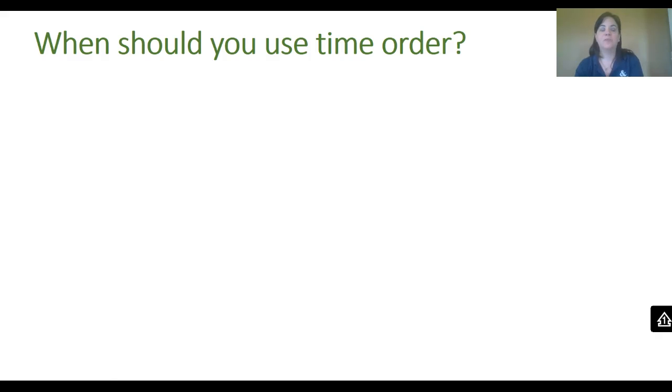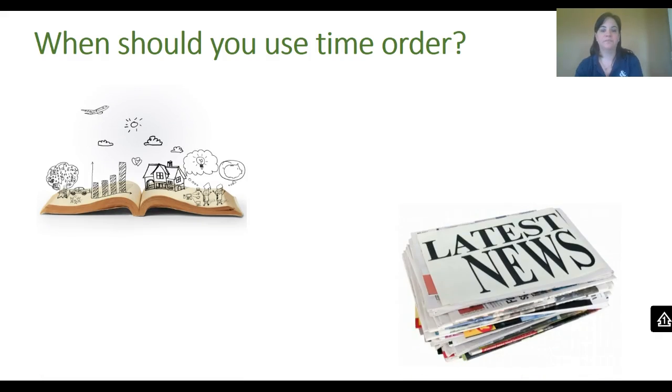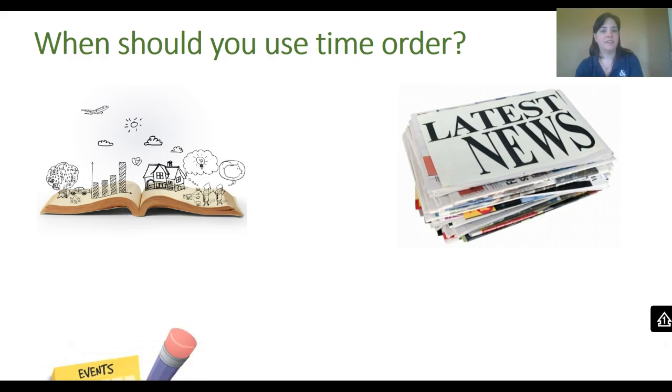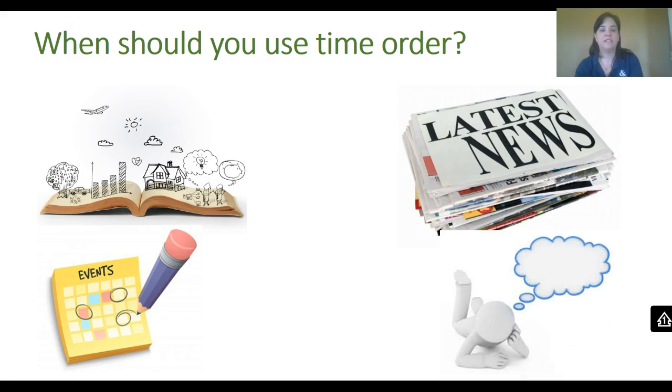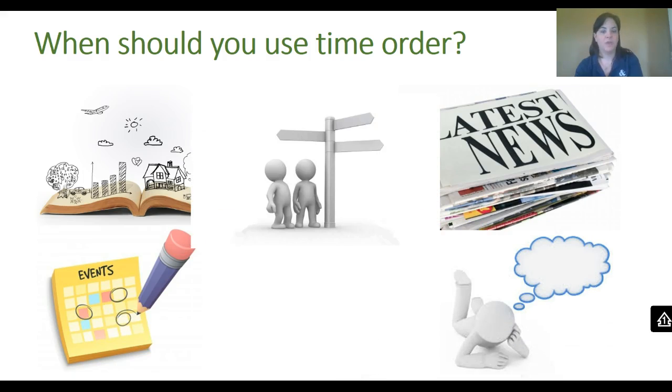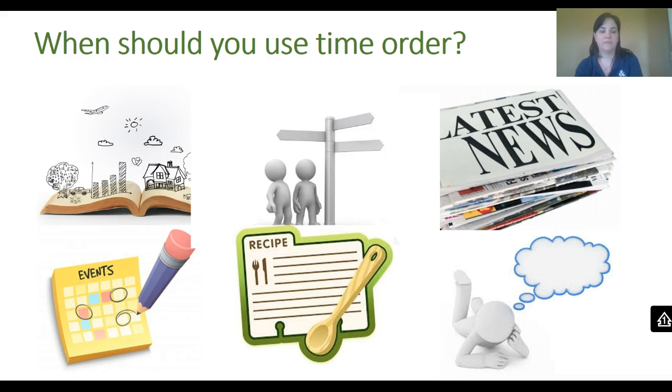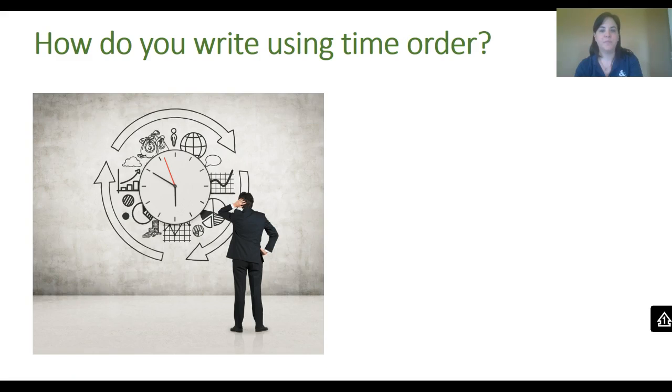For example, you would use time order to tell a story, or to talk about an event, or a series of events. You would also use time order to tell about an important memory, or to give somebody directions, like a recipe. So how do you write using time order?